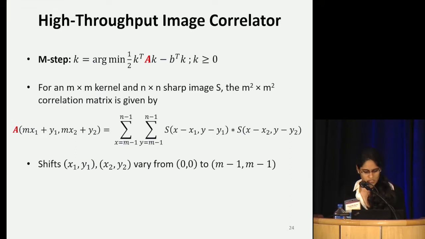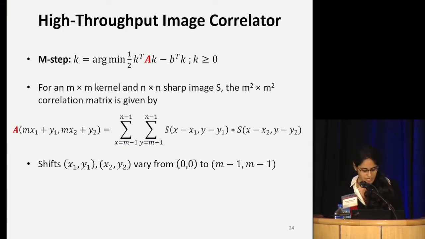Essentially, you can write your M step mathematically as finding a k that minimizes this quadratic function subject to some constraints. The coefficient matrices A and B of that quadratic function are determined by the sharp image that you already have. The way you compute these coefficient matrices, for example, the way you compute A, is that you take your sharp image S, you shift it by some amount x1, y1, and you shift it by another amount x2, y2, and you multiply and accumulate in some area. So basically, given this algorithm, what's the basic computation that we are trying to do? The basic computation is some sort of correlation of images.